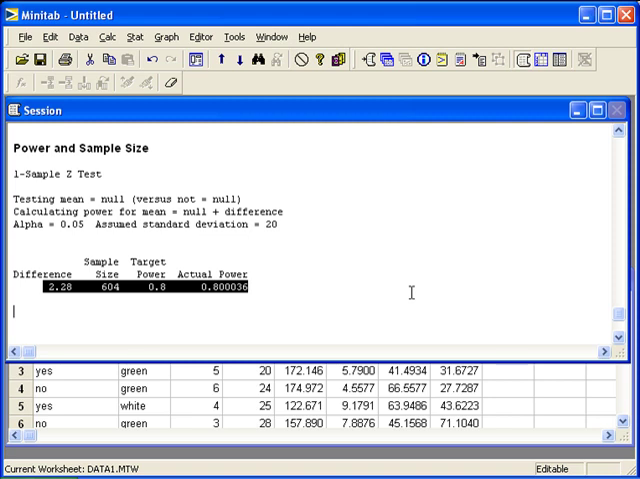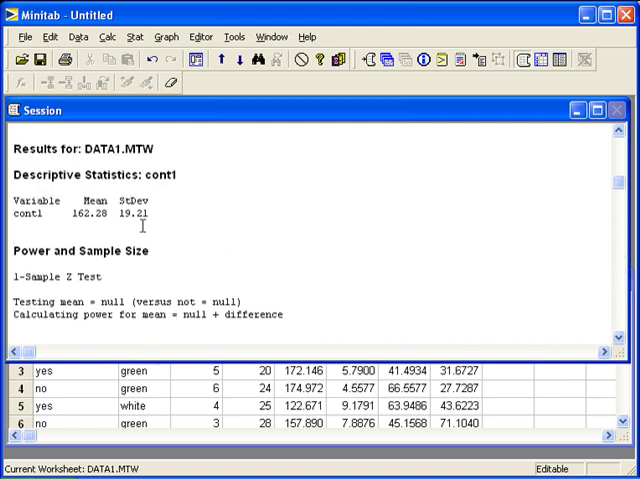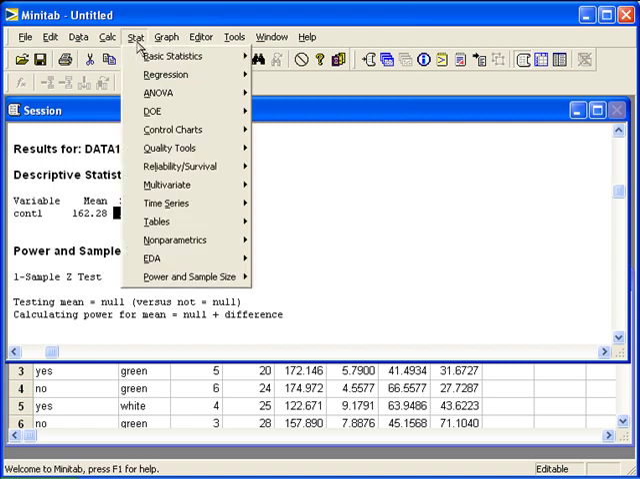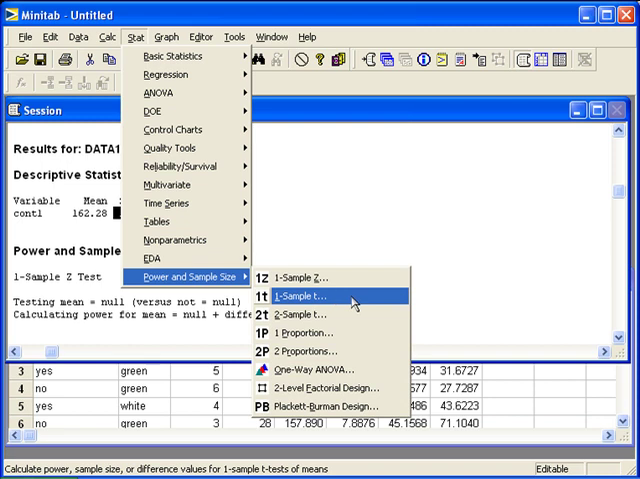Let's consider the same situation, except that we don't know what the population standard deviation is. Instead, we'll have to go back to our computed sample standard deviation, 19.21. If we have that power of 0.80, we can compute the sample size to meet the necessary conditions for our hypothesis test by going to Stat, Power and Sample Size, one sample T. We will use this one because we do not know the population standard deviation.